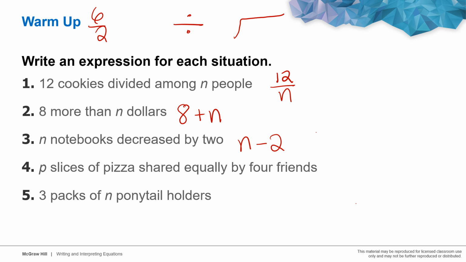All right, and then P slices of pizza shared equally by 4 friends. So I have a certain amount of pizza slices, and we're trying to give it out equally among 4 people. What does that sound like? Again, if we have P slices of pizza and we're trying to give them out equally among 4, do we think that would be multiplying, adding, subtracting, or dividing? Yeah, it'd be dividing. So you're trying to divvy it out and divide it between your 4 friends. So that's going to be P divided by 4.